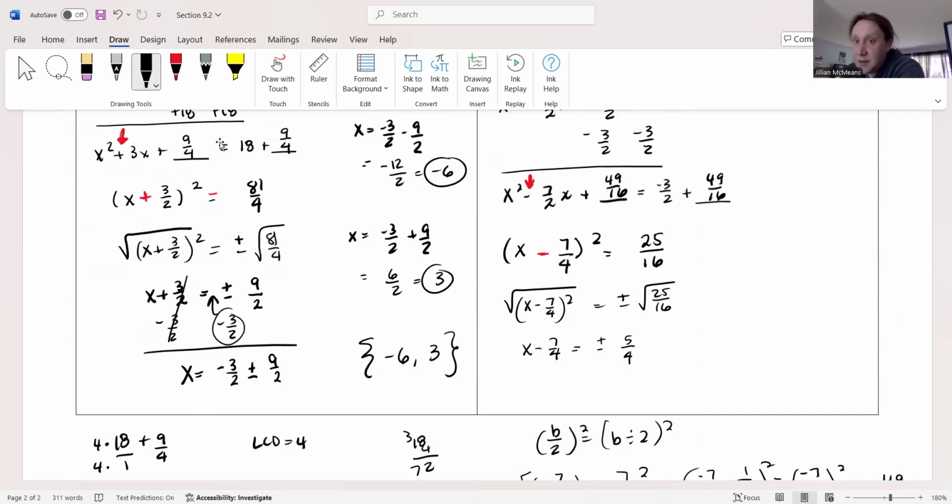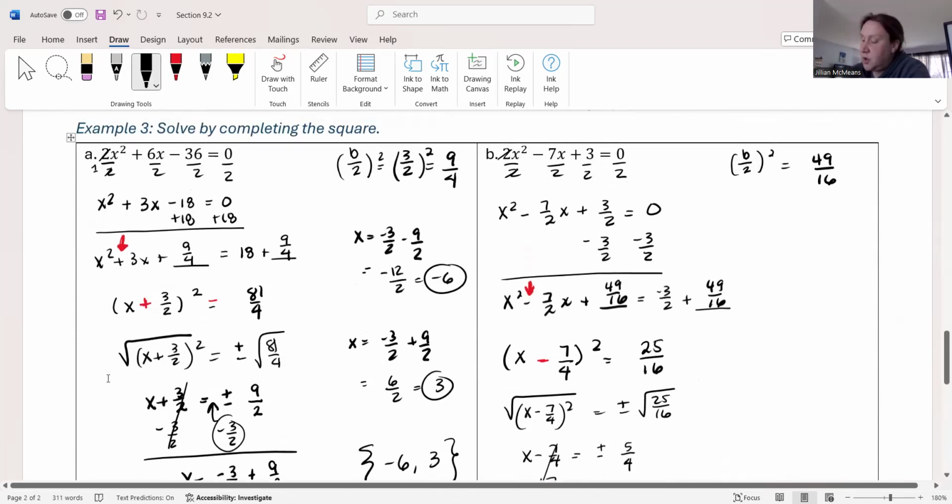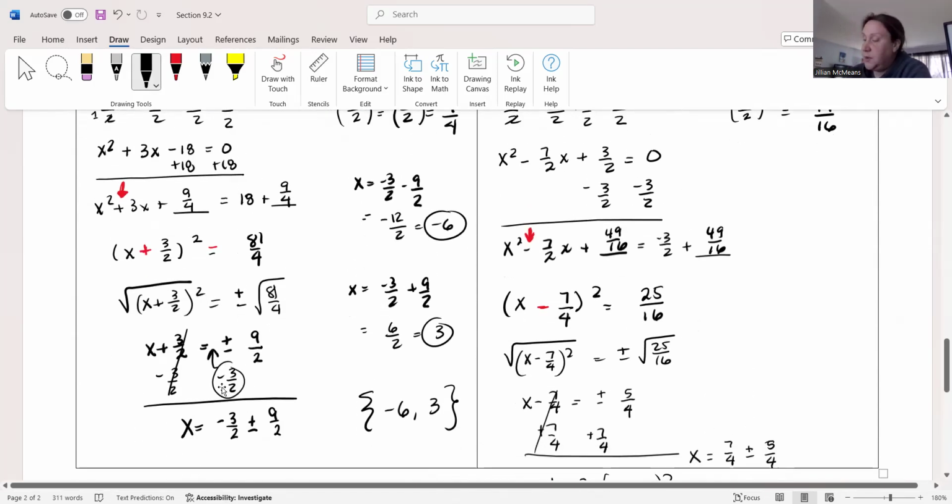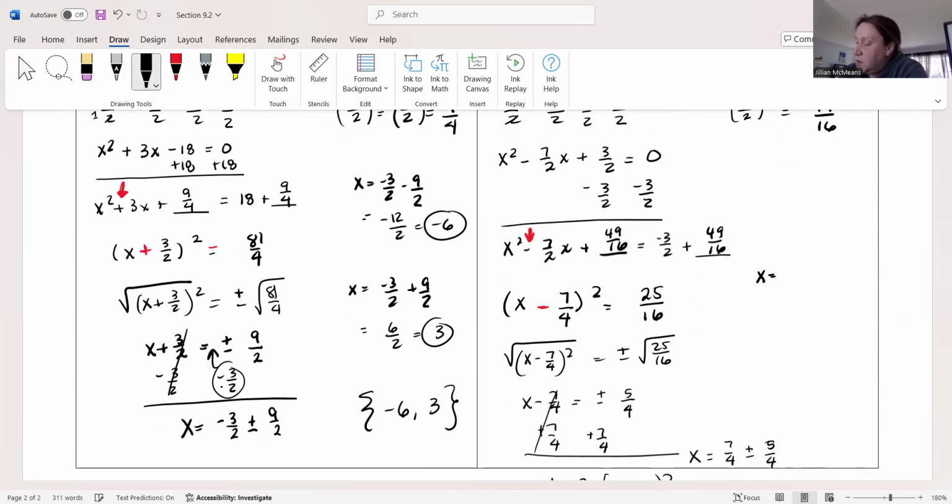Okay, now finally, it's been a long time coming, but we need to isolate the x. The issue is minus 7/4. So I'm going to add 7/4 to both sides. And when I do that, 7/4 minus 7/4 is just x. And then that's going to be 7/4 plus or minus 5/4. So let's do some simplifying. Whoops, I didn't mean to get it completely off the screen. There we go. So we have that x equals 7/4 minus 5/4, and x equals 7/4 plus 5/4.